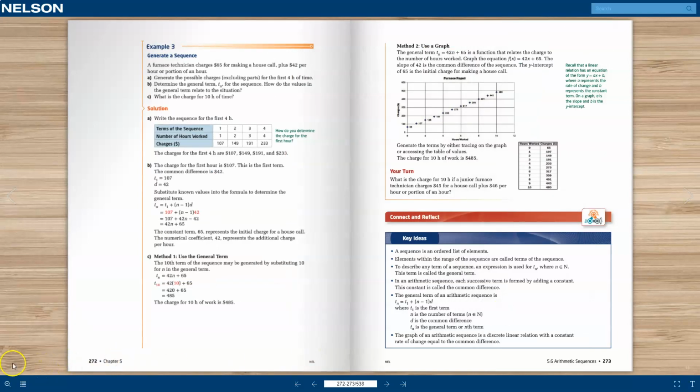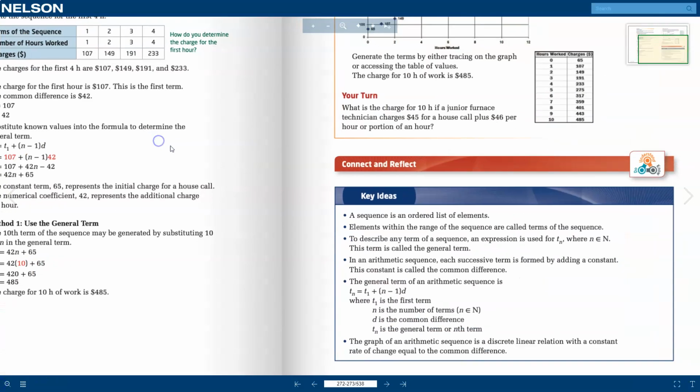Okay, so hopefully this section kind of made sense. Going over the key ideas we went over in this section. A sequence is an ordered list of elements. And in our case, we're looking at arithmetic sequences. So an arithmetic sequence is just a special sequence that goes up by a constant amount. Elements within the range of a sequence are called terms of the sequence. So each value is a term. So the first term, second term, third term, etc.